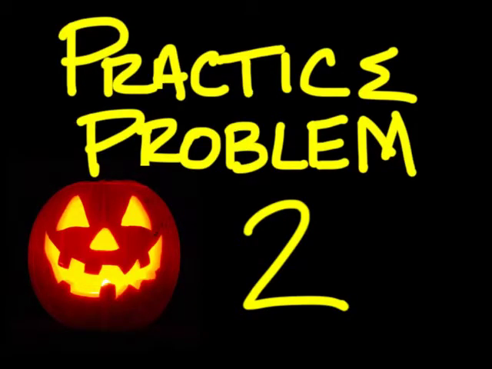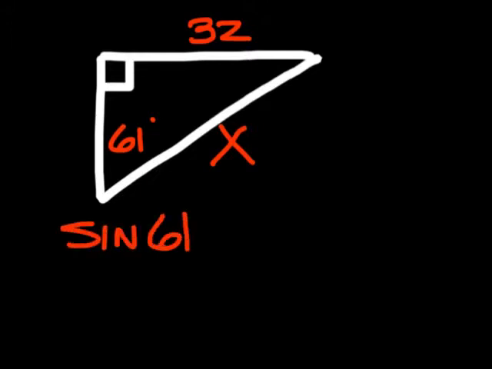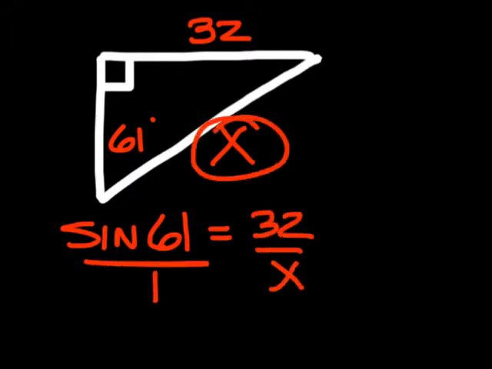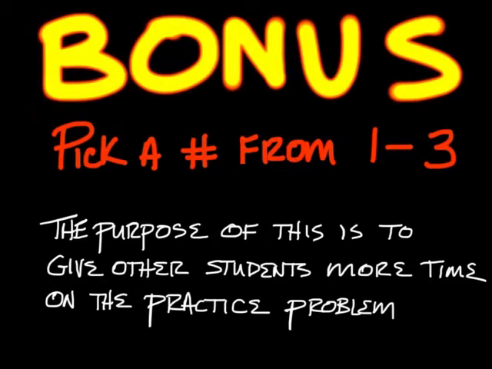Here's practice problem number 2. In this case, we know 61 degrees. We know 32 for this side, but we don't know the hypotenuse. Solve for x and round to the tenths place. The solution here should be sine 61 equals 32 over x. This is the case where you don't know the hypotenuse, which means you divide this by this. 32 divided by sine 61 should be 36.6.